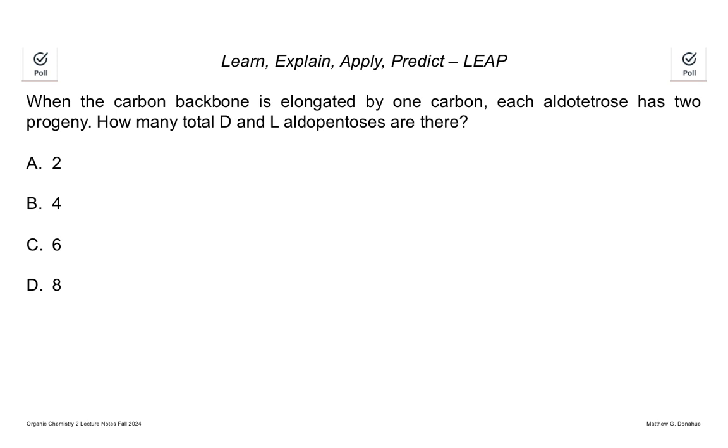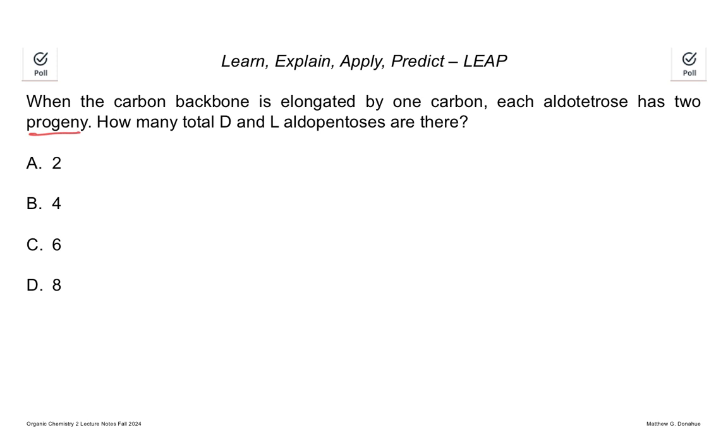So moving on now, if the carbon backbone is then elongated by one carbon, so we go from 4 to 5, we're making pentoses. And so the question asks, how many total D and L aldopentoses are there? So this word, progeny. So that just means children.